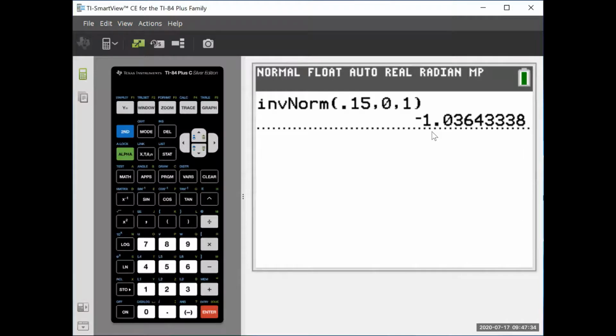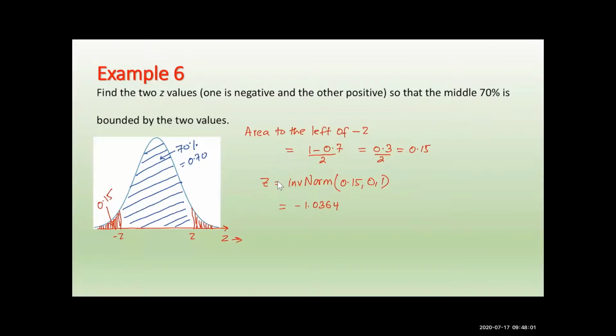See, we got the negative value. We get negative 1.0364. So we got the negative z value, that is this score here, and this one will be equal, and it will be positive, 1.0364. So the two z values are, you can write this down, one is positive and one is negative, 1.0364.